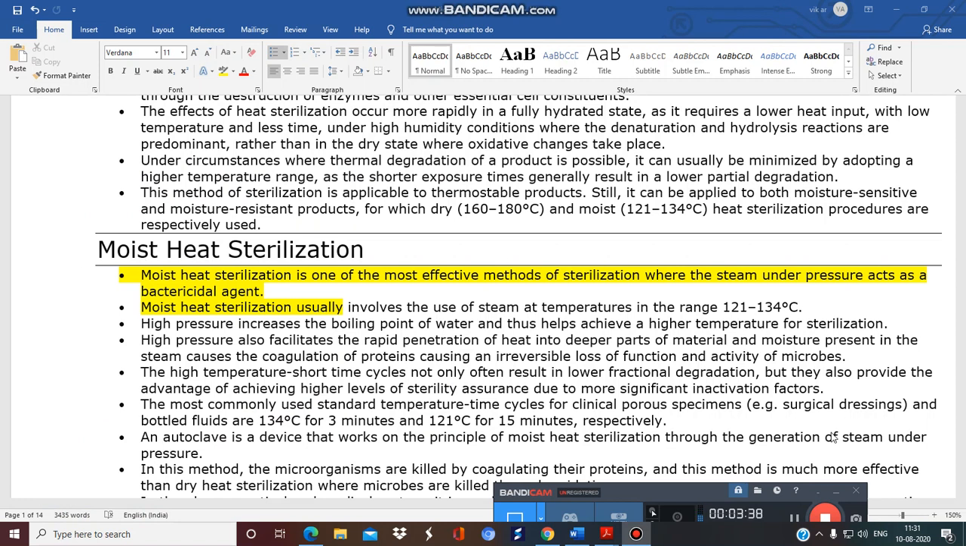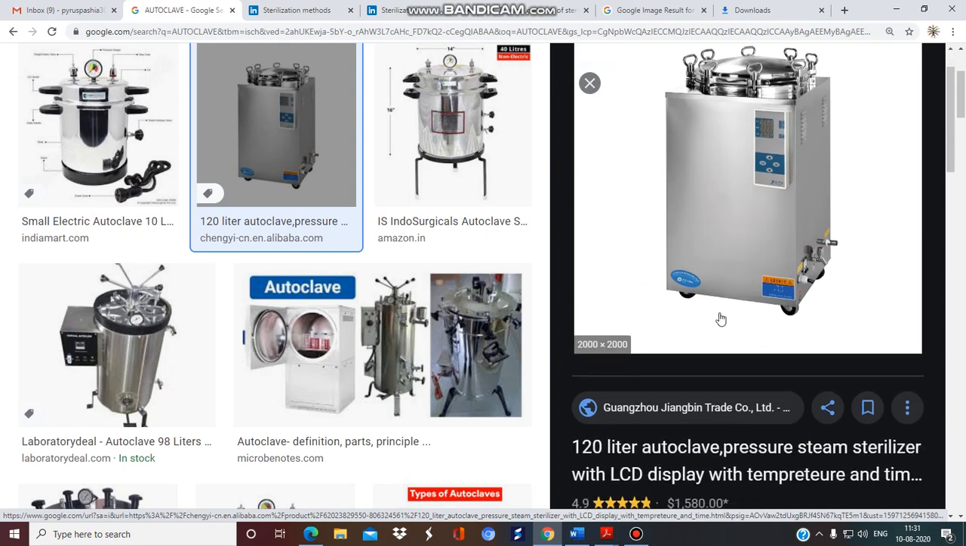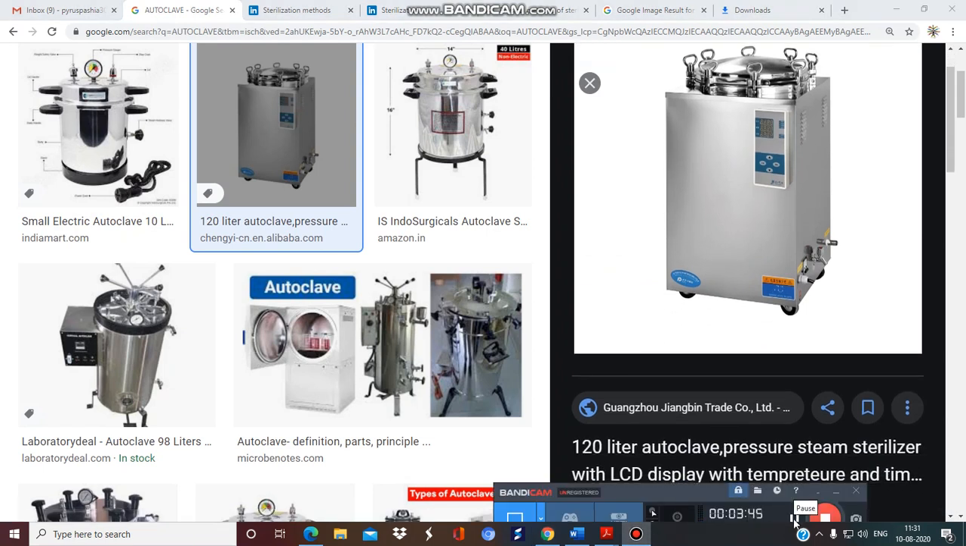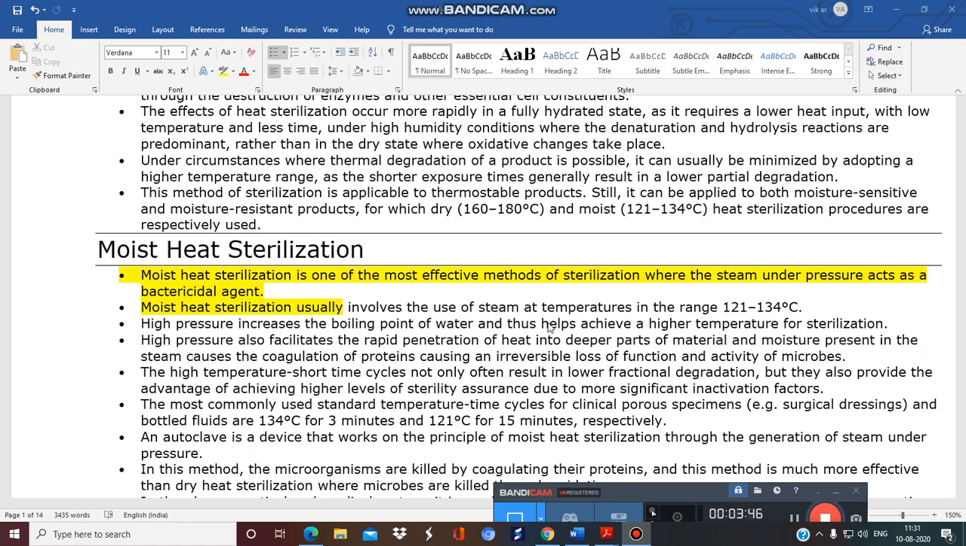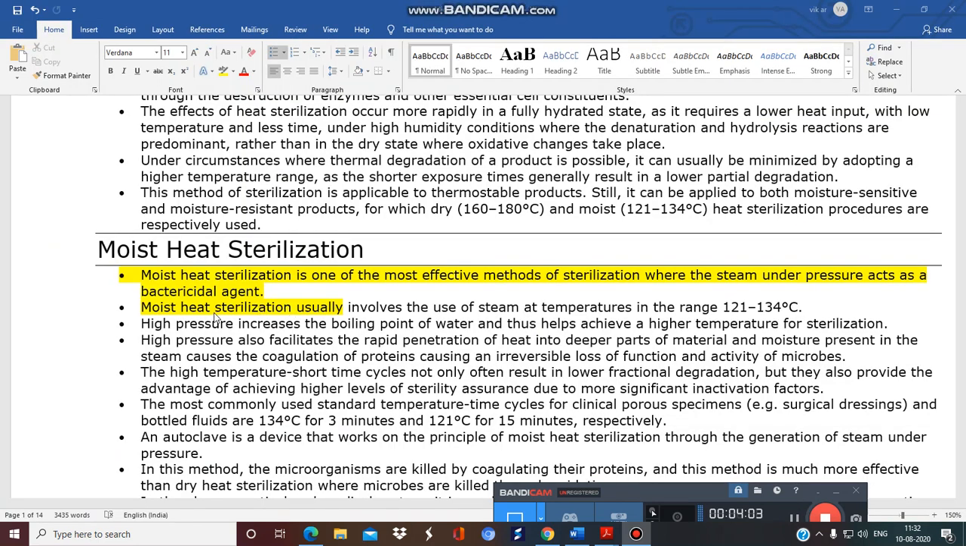So let's see moist heat sterilization. We use an autoclave for achieving this sterilization. Moist sterilization is one of the most effective methods, where we use steam under pressure. Even household pressure cookers use steam under pressure to cook food. In moist sterilization, the temperature ranges from 121 to 134 degrees Celsius, and the instrument is the autoclave.